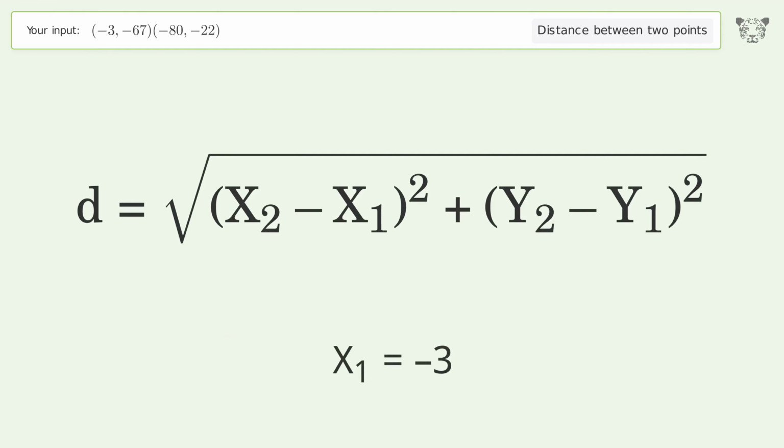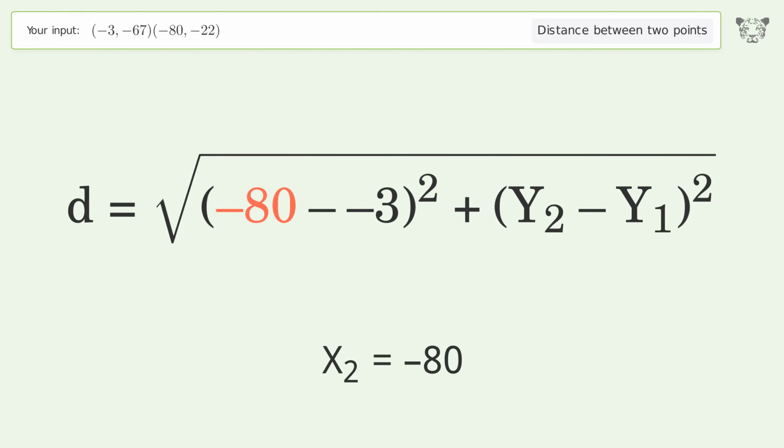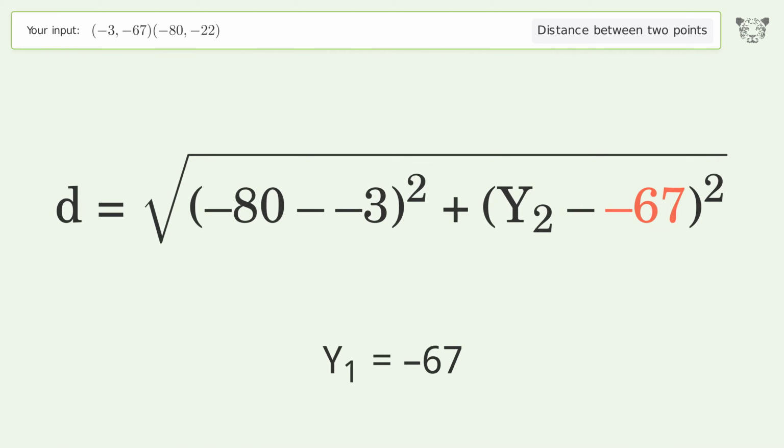x1 equals -3. x2 equals -80. y1 equals -67. y2 equals -22.